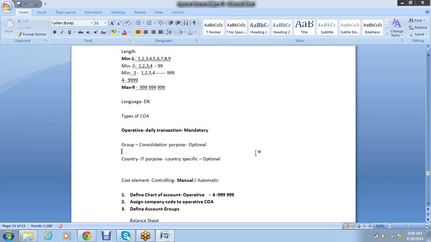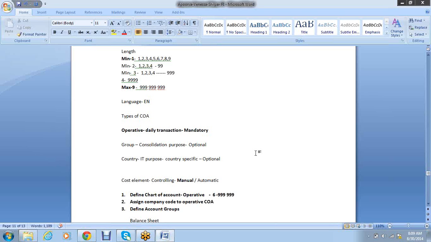Okay. So as of now, we will work only on the operative chart of accounts, because it is a little confusing if I create 3 at a time. Later, I will explain how to work with the group and country-specific chart of accounts.